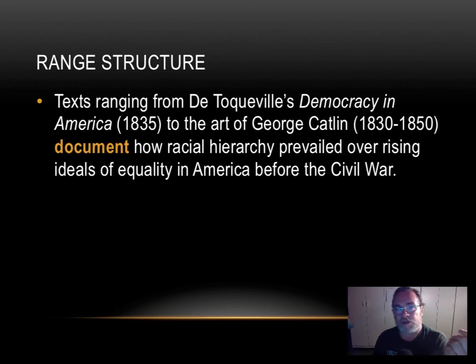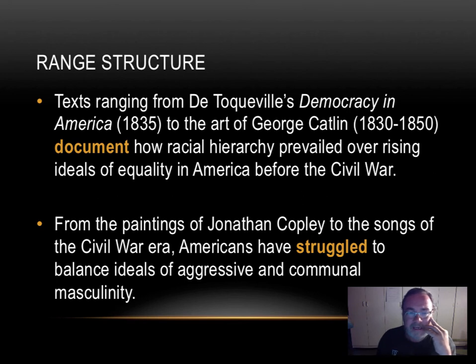Here's an example of the range structure. You can see de Tocqueville's Democracy in America is one text, and the other is a painting by George Catlin. And what the writer is saying is that these texts show that racial hierarchy prevailed over equality in America before the Civil War. So in this case, the thesis is arguing that one value triumphs over another. The second example we want to look at is, again, a group of paintings, Jonathan Copley, with some Civil War songs. And here we see the writer positioning America in a balance, talking about how Americans struggle to balance these two forms of masculinity. So those are both range structure thesis statements.